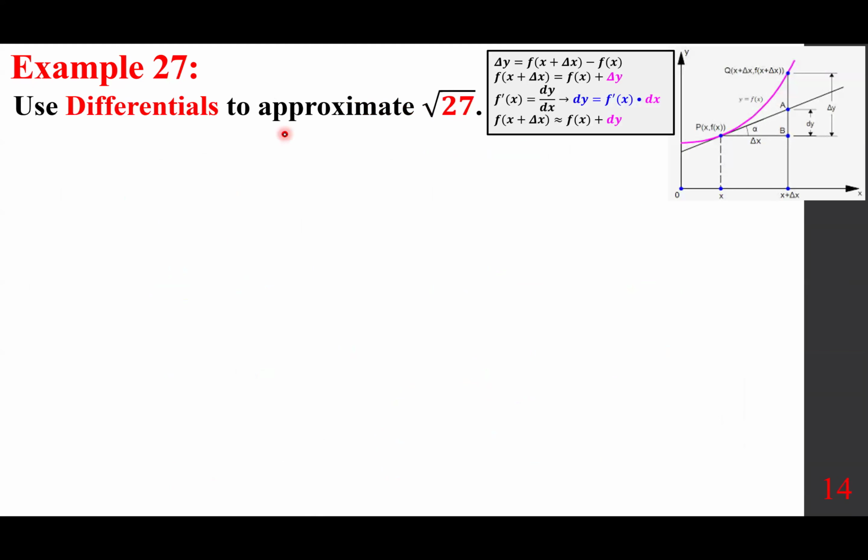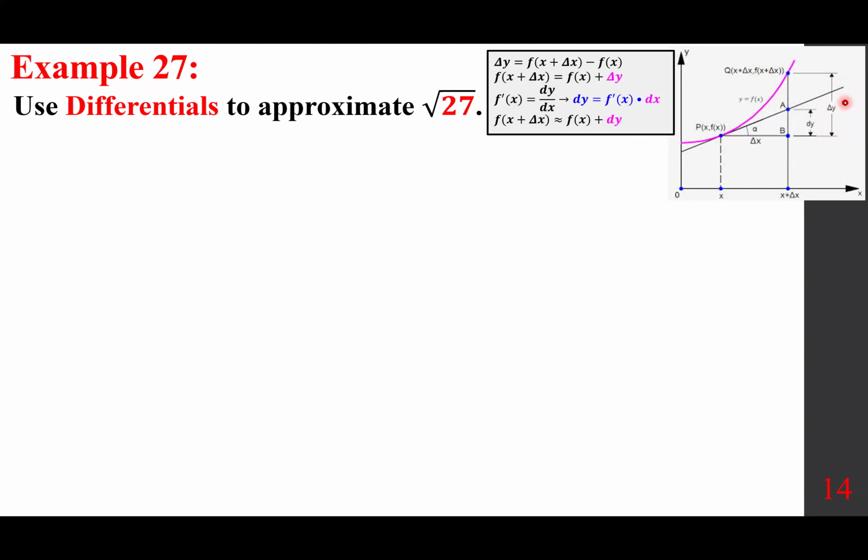Use differentials to approximate the square root of 27. And I'm going to just remind you that f(x plus delta x) can be approximated by f(x) plus dy. That's the meaning of differential. Use this one. Delta y is a rise along the curve as we go from one point to the next. Delta x is identical to dx, but dy is the rise along the tangent line, and dy can approximate delta y.